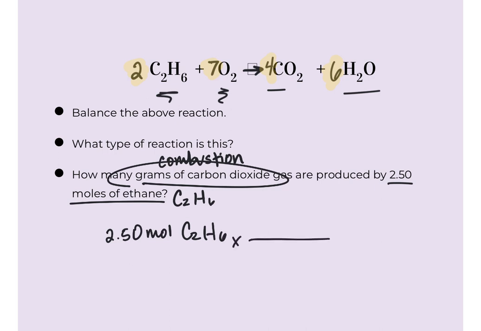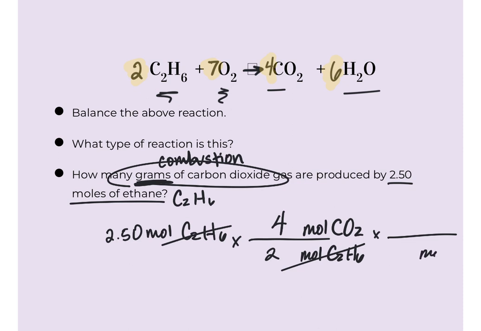And our first step is going from moles of ethane into moles of CO2, okay? That's my mole ratio step. It's always going to be there. So I look at my equation. I see that it's 4 on the top, 2 on the bottom. So moles of C2H6 crosses out. I need to get into grams of CO2.